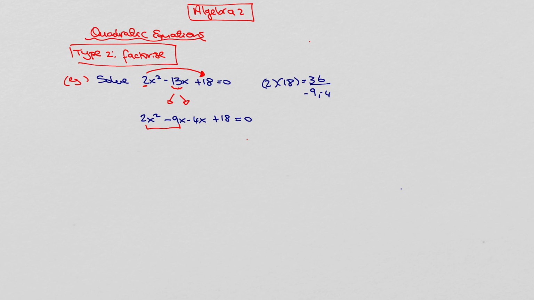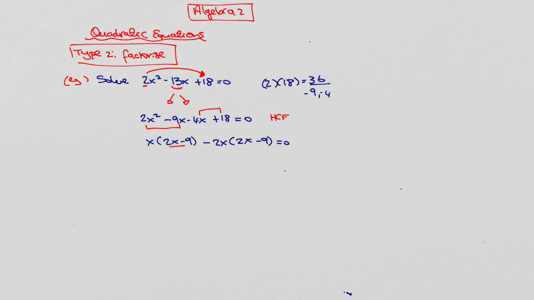So we then group the first two, group the second two, and we take out the highest common factor. So the only thing common between 2x squared and minus 9x is x. So if I take out x, that leaves me with 2x minus 9. And then if I look at minus 4x and plus 18, well, the highest common factor is 2. So again, if I take out minus 2, that leaves me with plus 2x minus 9. So of course, if I took out plus 2 there, I'd end up with minus 2x plus 9 in the brackets, which wouldn't work. So we'd have to go back and change our sign.